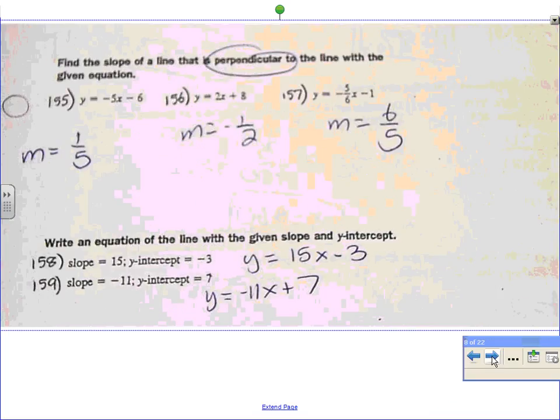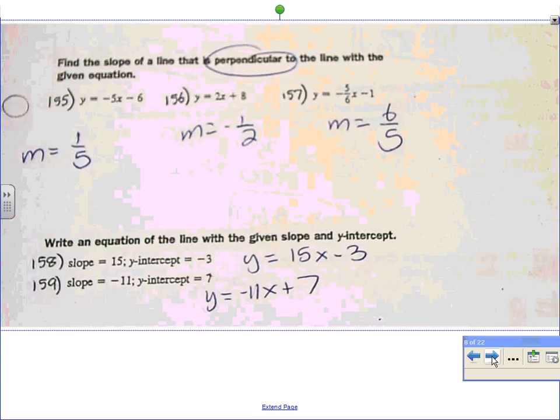Just the next one. 155. M is 1/5. 156, negative 1/2. 157, 6 over 5. 158, y equals 15x minus 3. 159, y equals negative 11x plus 7. Questions up to that part, Josh?